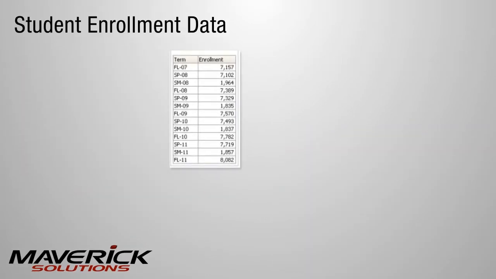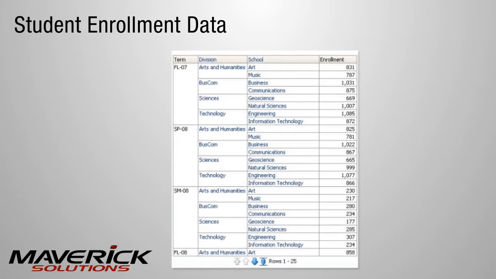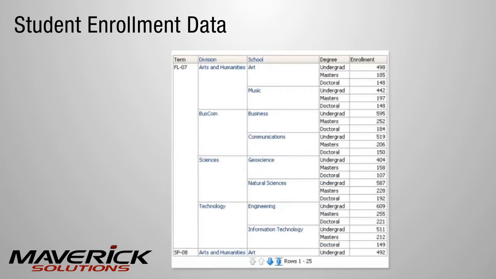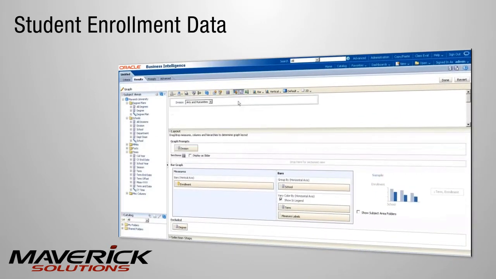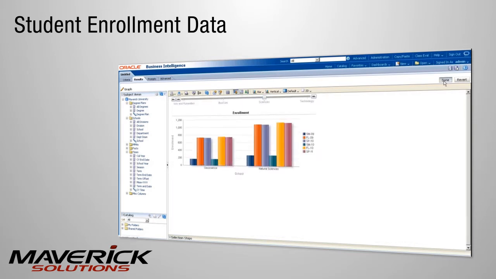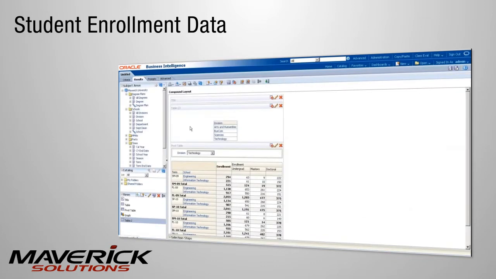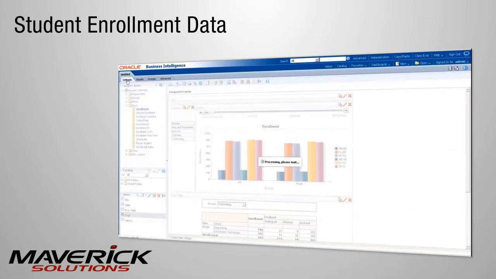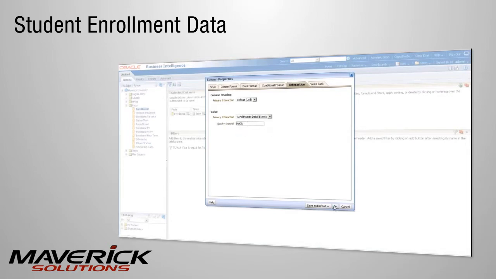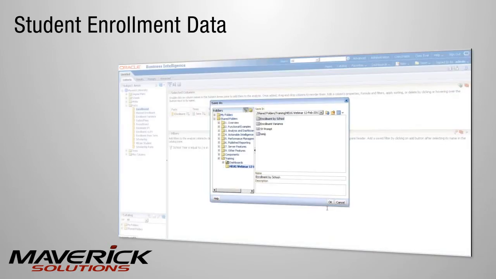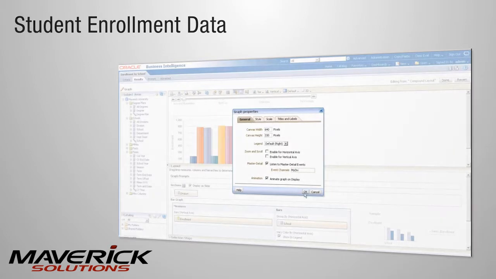The data that you'll see today is student enrollment data for an imaginary institution called Maverick University. We're using a training schema that we've prepared specifically for our higher education customers. So if you need OBIEE training and you want to learn on data that looks something like data related to a university, then we've got that available for you.